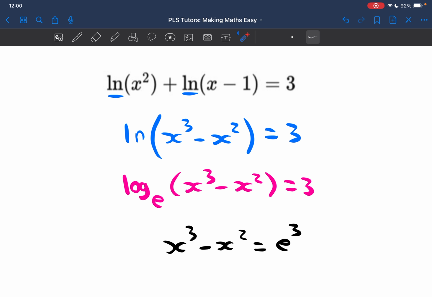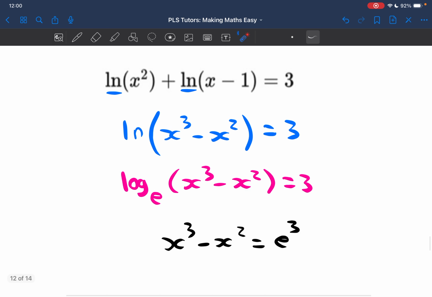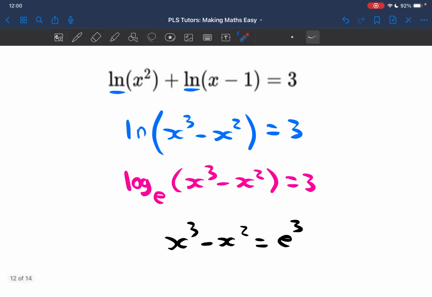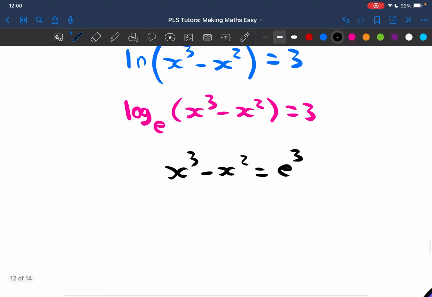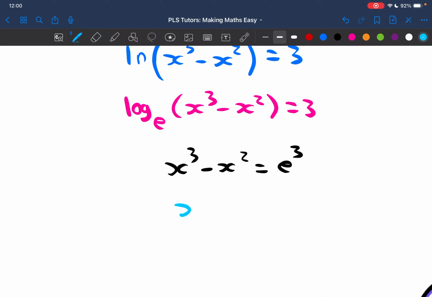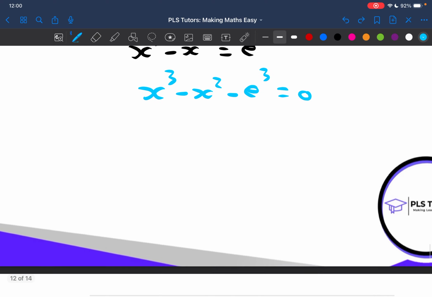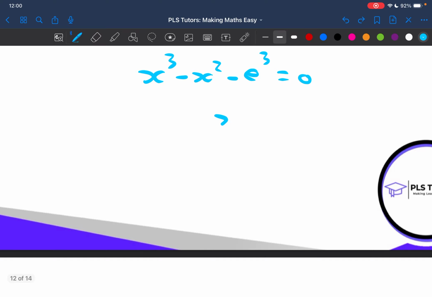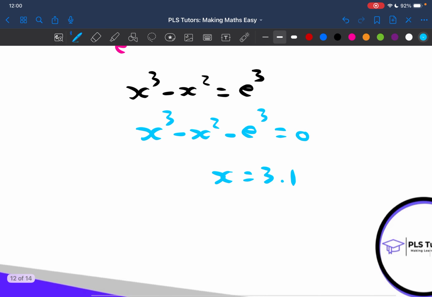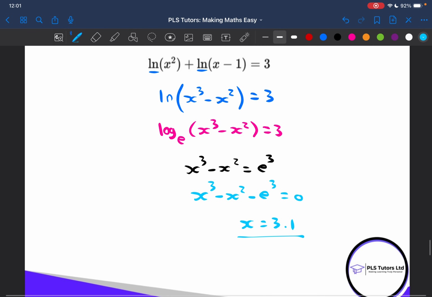And then remember guys, e cubed is just a number. E is like 2 point something. So when you cube it, you just get another number, okay? So we're going to move that e over. So we're going to do x cubed minus x squared, and then we're going to minus the e cubed. And then this, you can just type into your calculator as a cubic. And if you do that, that gets you that x is 3.1. Okay, so that's a nice easy one to start off with. Let's go to the next one.